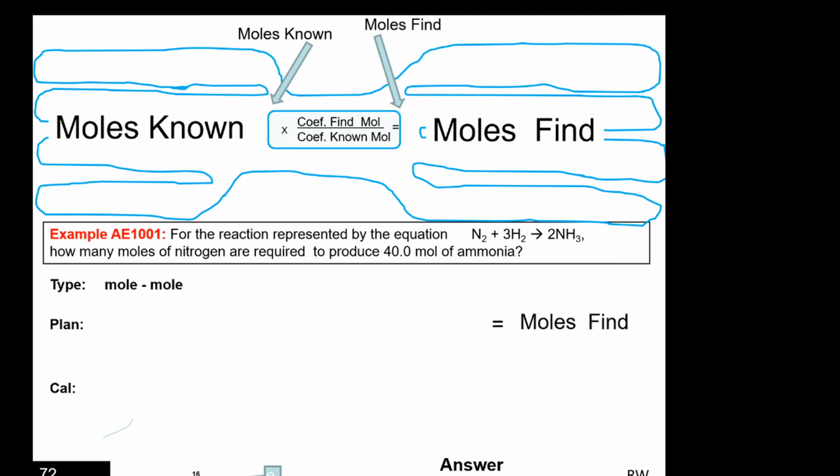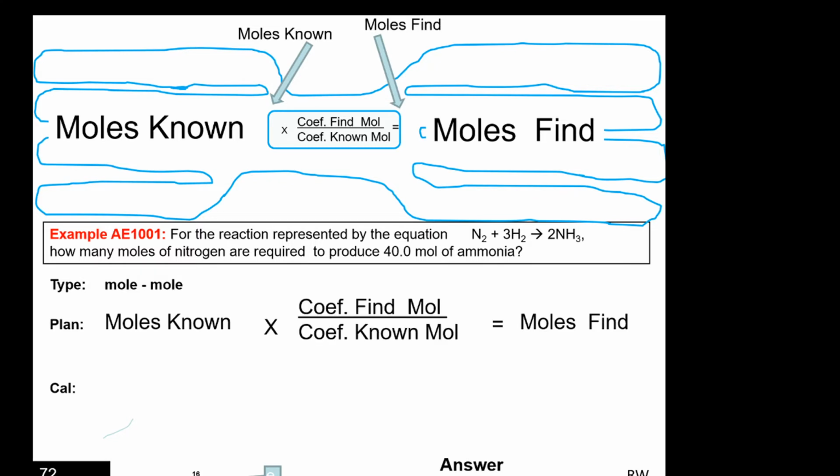So for a plan, you're trying to find the moles. You're starting with the moles of the known, and you're going to build your mole ratio so that you have the moles of the find, the coefficient in front of the moles that you want to find, the coefficient coming from the balanced equation. That's the numerator. The denominator is the coefficient in front of the known chemical in the balanced equation. That represents the number of moles of the known chemical, and that goes in the denominator.